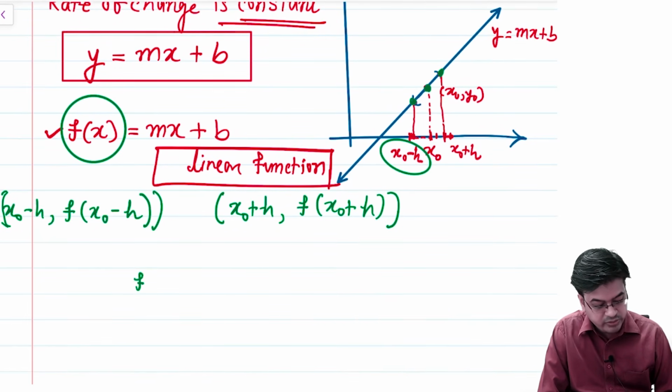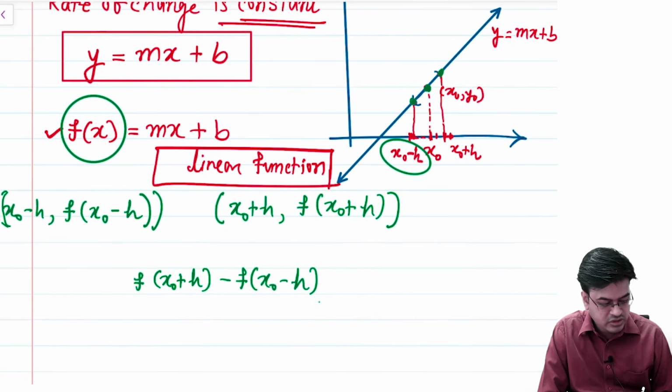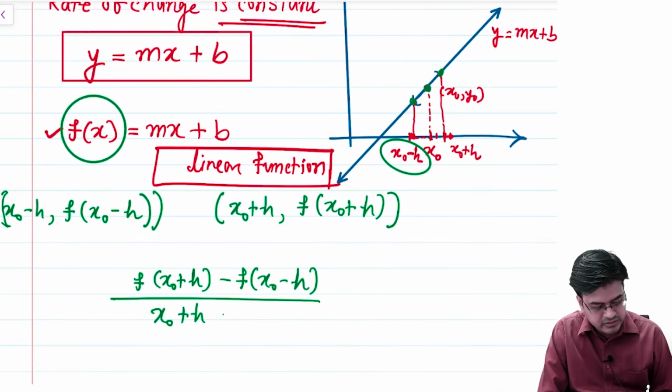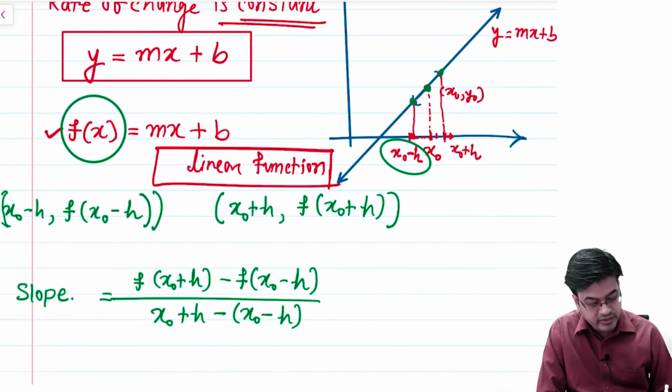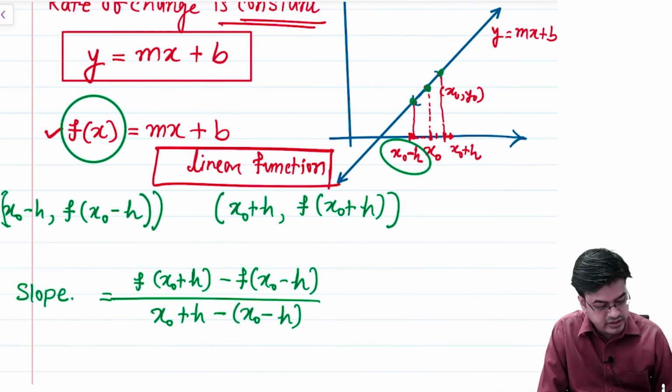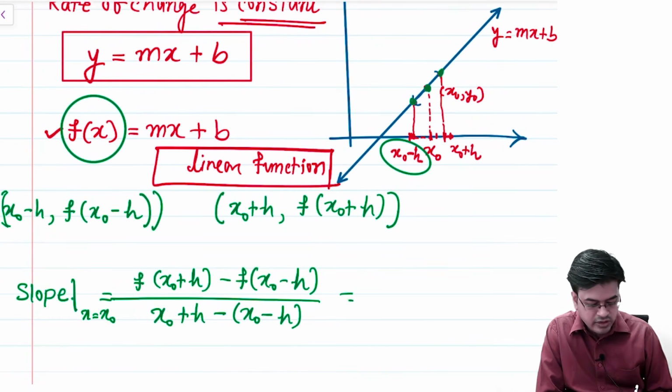So what is y? y2 minus y1. So f of x naught plus h minus f of x naught minus h, upon x naught plus h minus x naught minus h. So this will be my slope. Correct. Now at what point am I calculating? This is my slope. Because my center is x naught, I am calculating the slope at point x is equal to x naught. Okay, so let me put it properly in the framework.